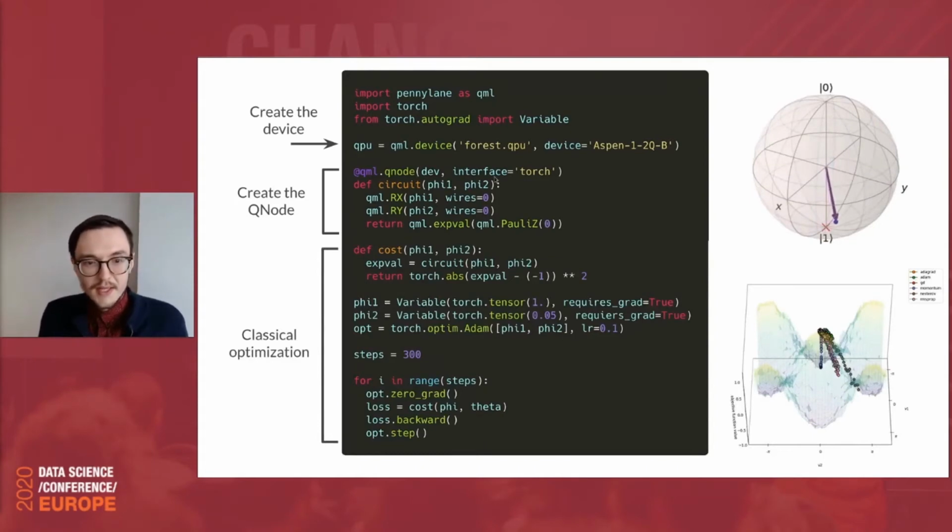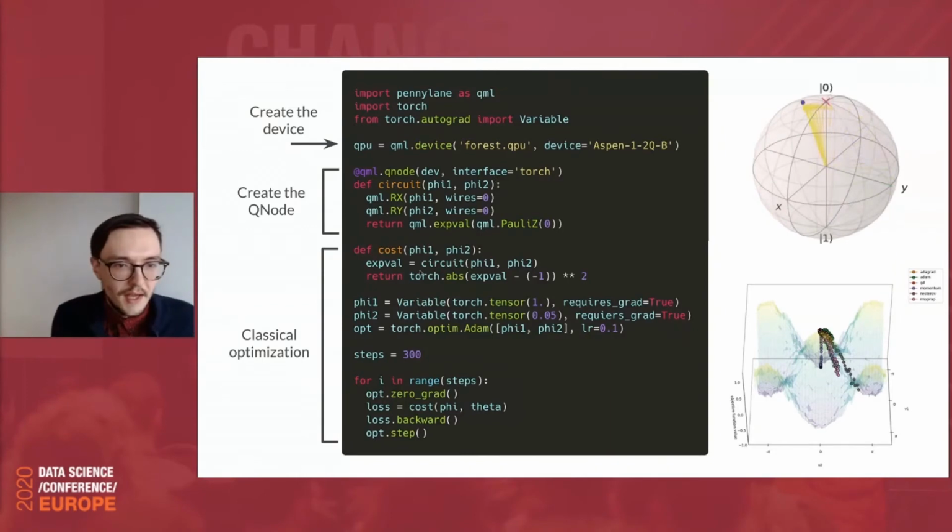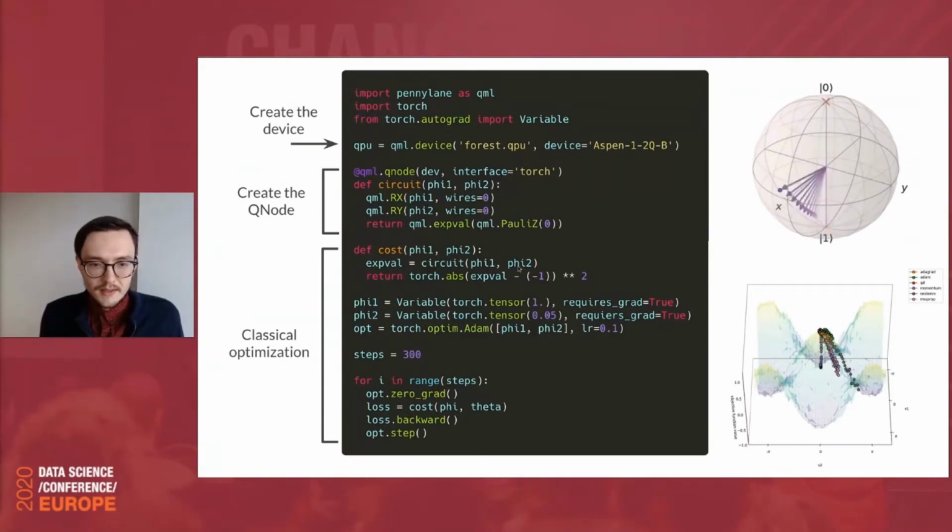Then the rest really is just classical optimization. So we say, okay, let's have a cost function here. It depends on our two parameters, the parameters that we're training. We evaluate our circuit, and then we define the cost function to be, we want the expectation value, the output of the circuit, to get to -1, which corresponds to going to the south pole here.